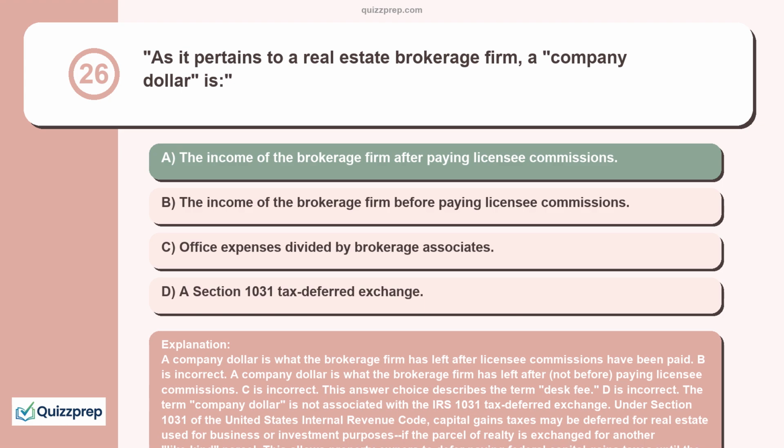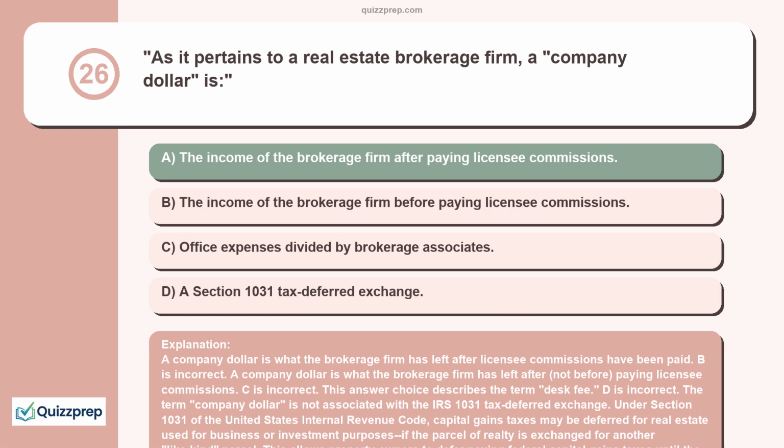B is incorrect. A company dollar is what the brokerage firm has left after, not before, paying licensee commissions. C is incorrect. This answer choice describes the term desk fee. D is incorrect. The term company dollar is not associated with the IRS 1031 tax-deferred exchange.